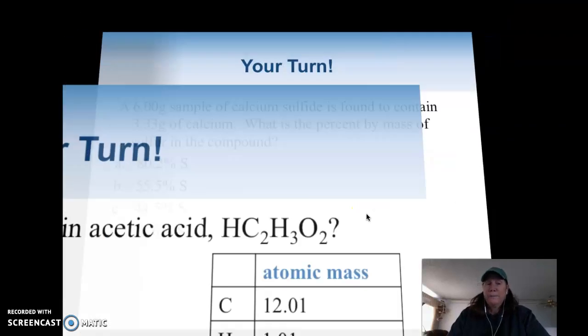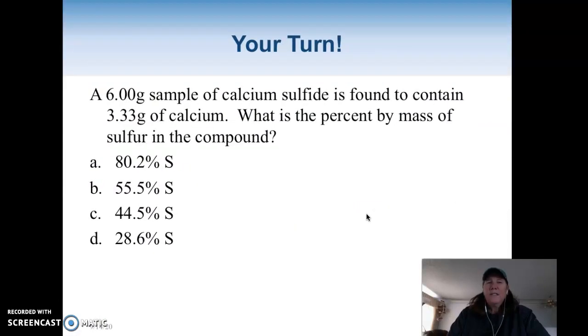I don't know. Okay, we have a 6 gram sample of calcium sulfide that is found to contain 3.33 grams of calcium. So again, what would I do to find the amount of sulfur? Well, first I take 6 and I subtract 3.33, because whatever's left over has got to be sulfur because there's only calcium and sulfur in my compound. So would that be 2.77?